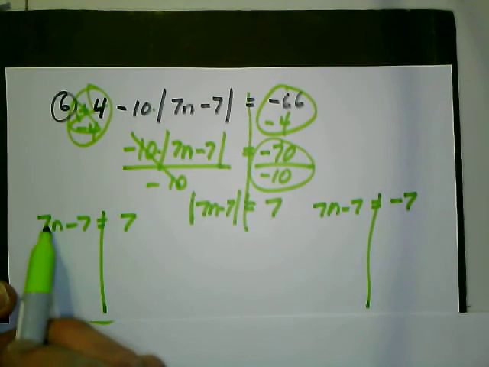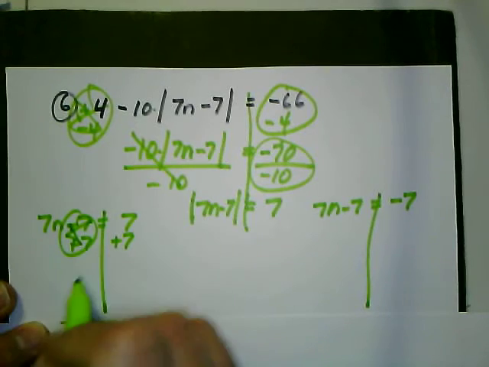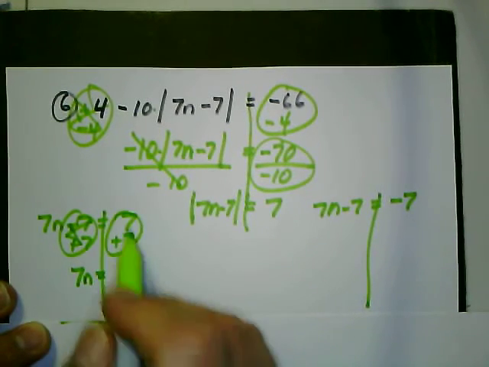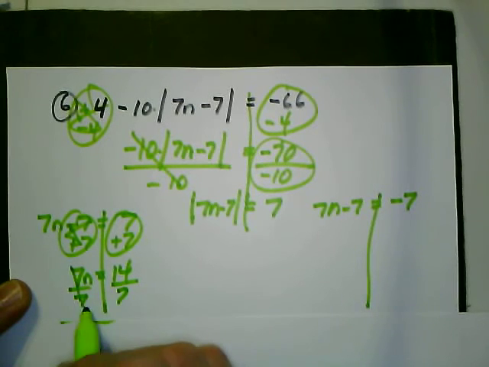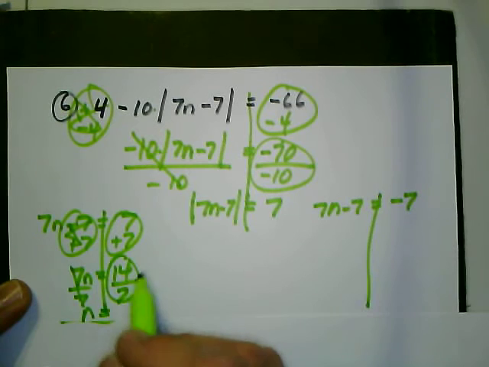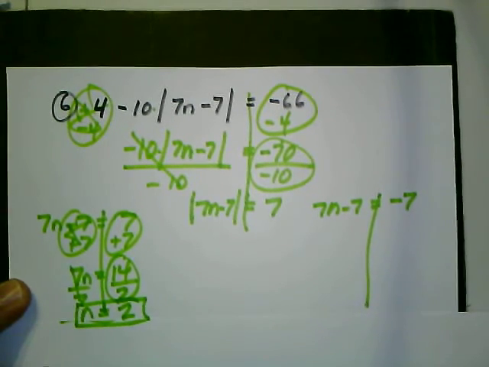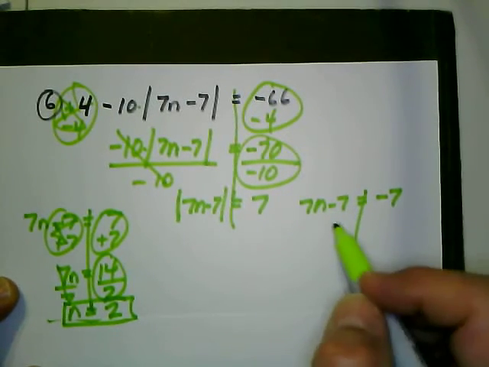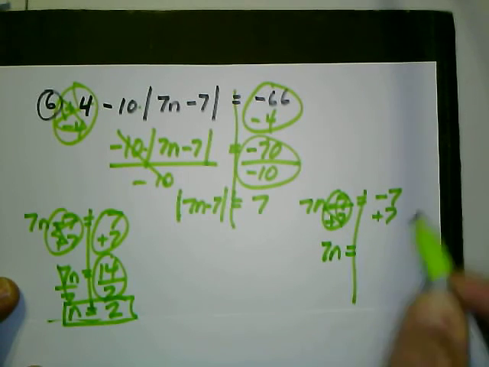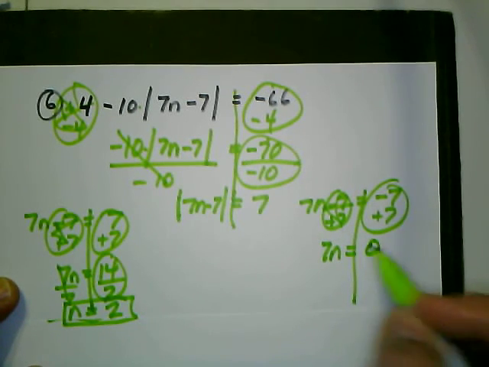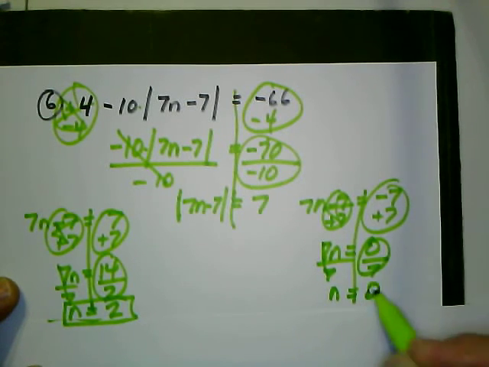That 7 is multiplied to the n, we're going to carry on that to the end. So we're going to add 7 to both sides of the equation. 7n, and then 7 plus 7 is 14. And our last part, divide by 7, n equals, and 14 divided by 7 is 2. Okay, run over here. Add 7 to both sides of the equation. We're left with 7n equals, well, 7 minus 7 is 0. Still going to divide by the 7. N equals 0.